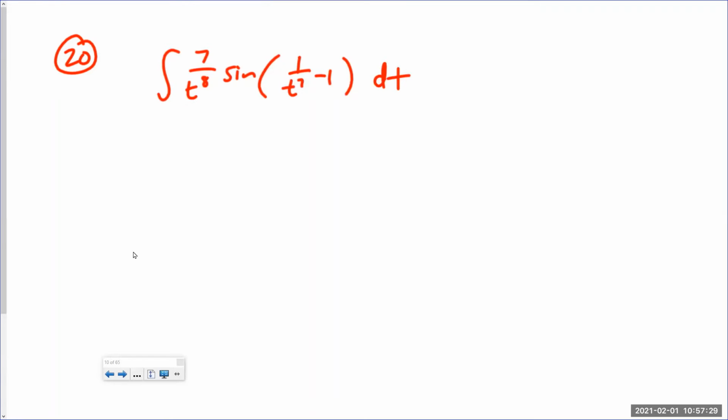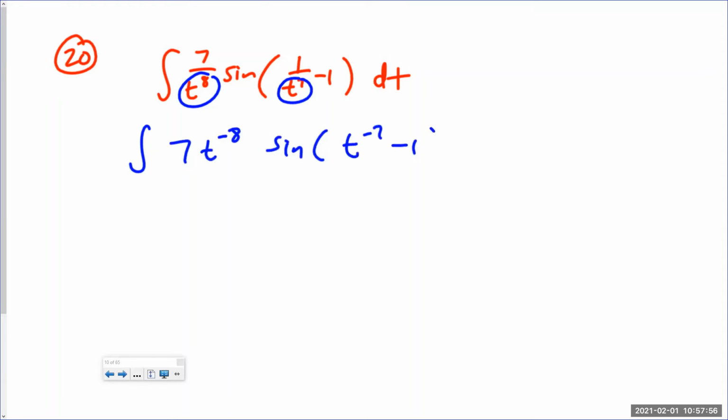Okay. And again, guys, I know it's a little difficult with the t's. If you want to change it to x's, I have no problem doing that, but it actually makes it a little harder for me to grade. All right, so right here, guys, first of all, are you guys okay if I get rid of all my denominators? Okay, so if I get rid of all my denominators, it'll be 7t to the negative 8 sine t to the negative 7 minus 1 dt. You have to do that to take the derivative anyway. So let me just do that so it looks a little bit easier. That's the first thing I'm going to do.